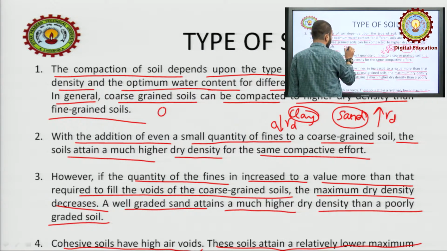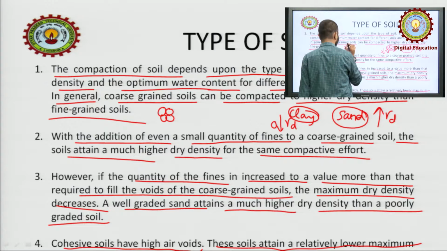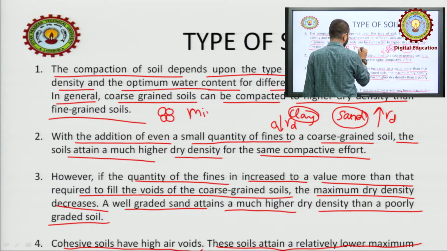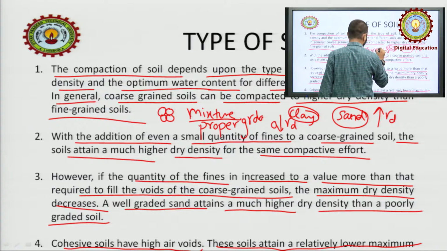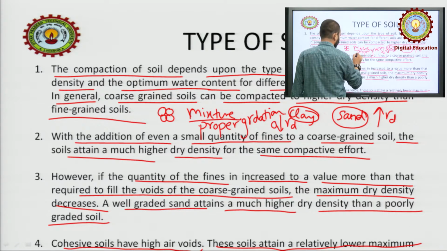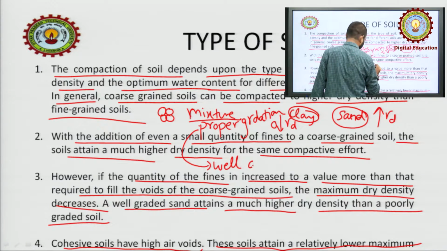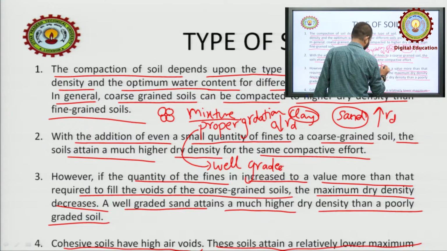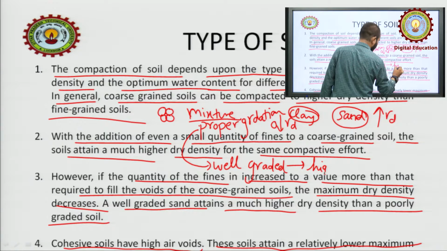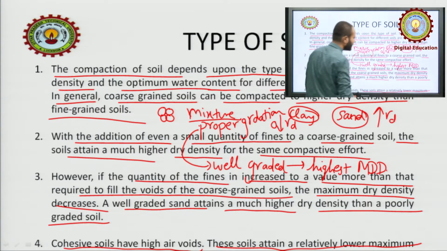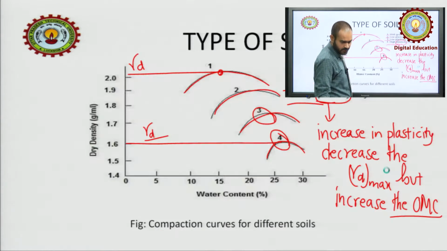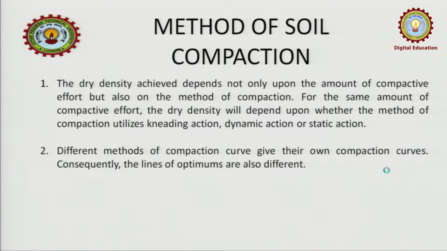Besides this, if you have some larger gravel type soil, and you use fines to fill their voids, meaning you use a mixture or a proper gradation, this can also be called well graded, then this will have the highest maximum dry density. Okay, so this was it about this. Then you already understood this one. Now method of soil compaction.